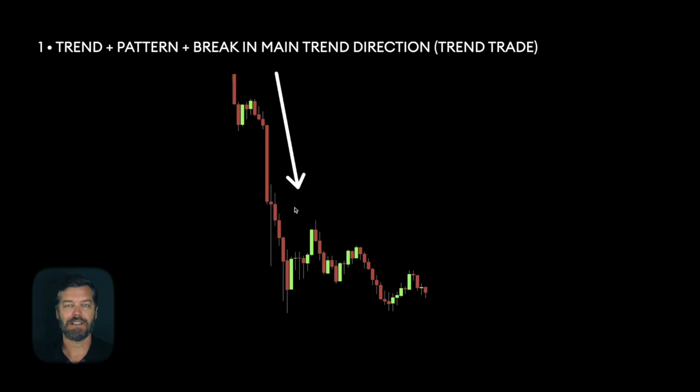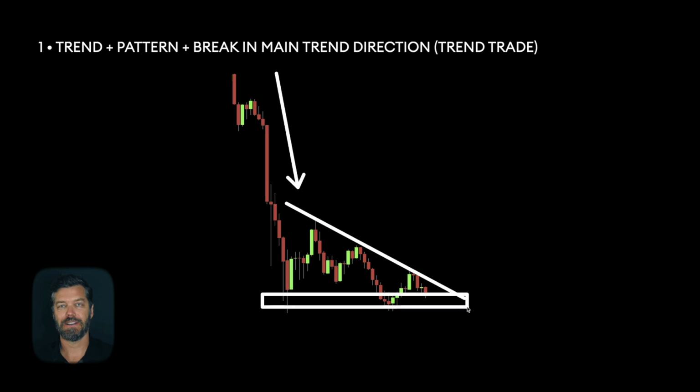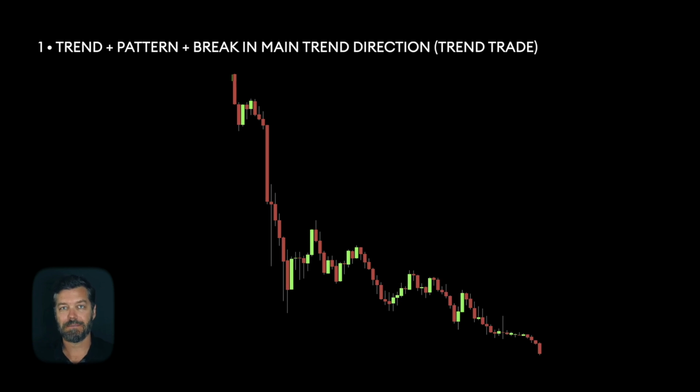Imagine you have a downtrend and a descending triangle forms. In this case, when the price breaks below the lower trend line of the pattern, it signals a continuation of the downtrend. You would then look to enter short trades as the price continues to follow the main downward trend. This approach works in both bullish and bearish markets and allows you to follow the trend with confidence once the breakout confirms the continuation of the prevailing market direction.